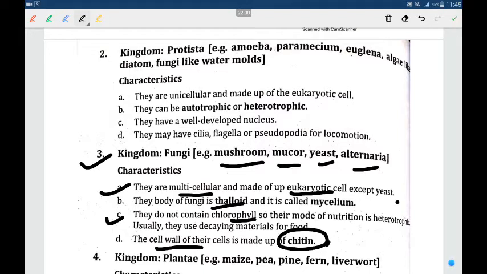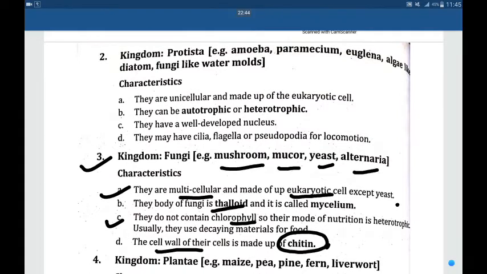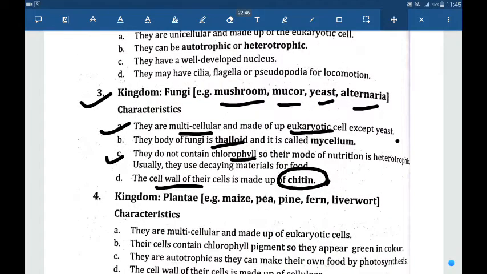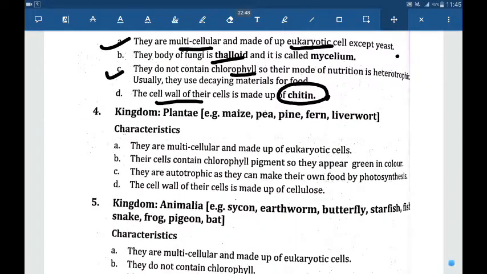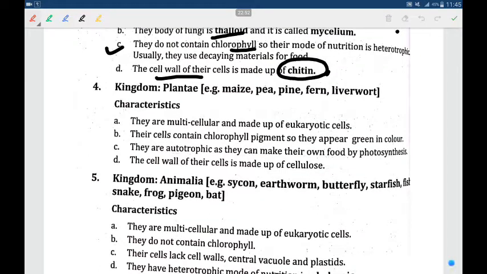Could you remember chitin is in arthropoda also. Okay, arthropoda like cockroach, its outermost part is a bit hard, isn't it? That is because of chitin. And fungi also contain chitin, but insects, they do not belong to this kingdom, fungi.